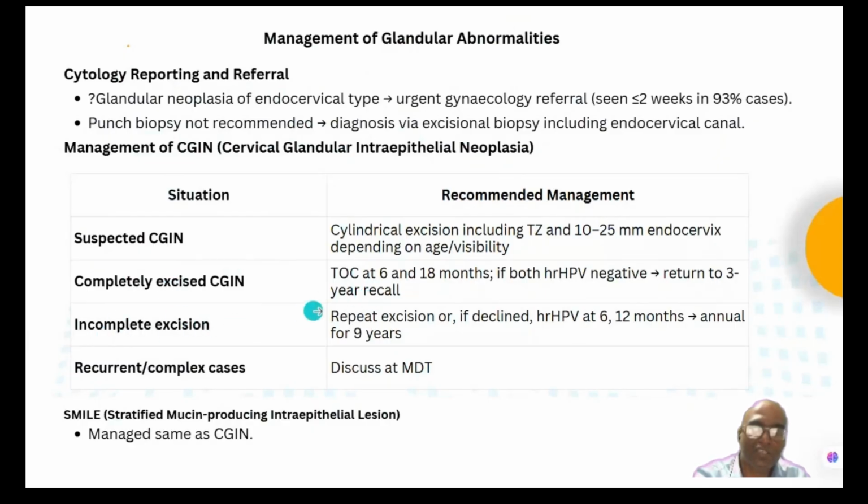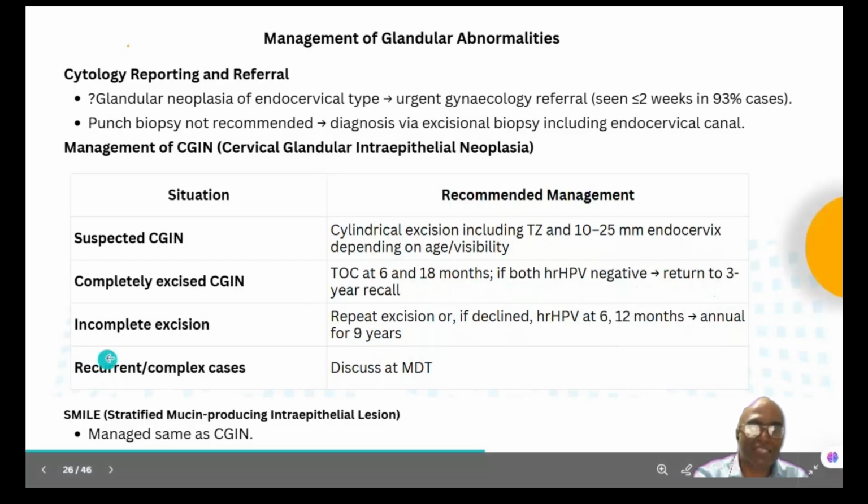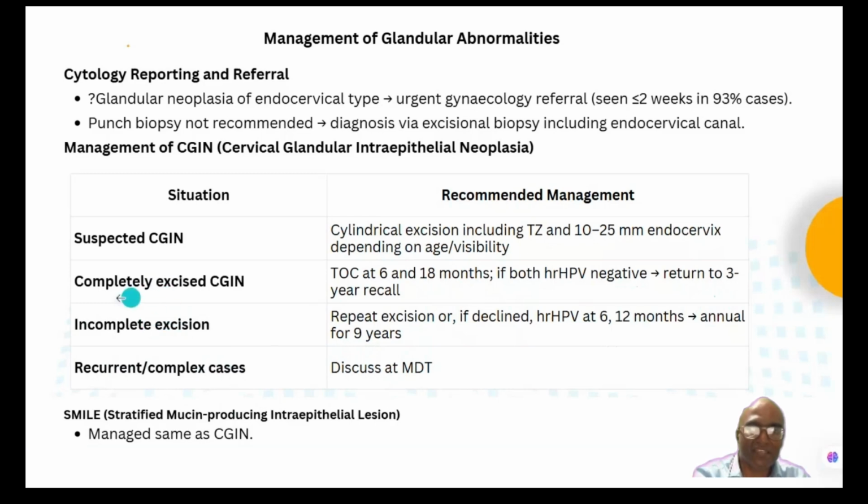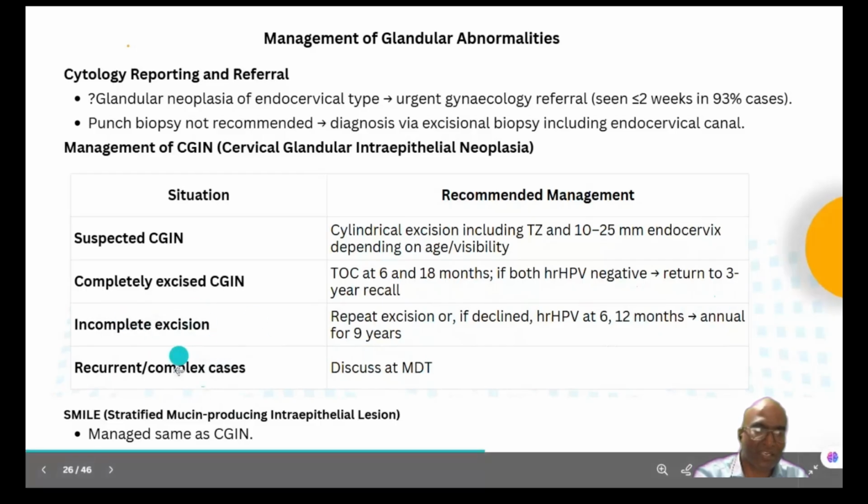If there is incomplete excision, repeat excision, or if she declines, HRHPV at 6 months, 12 months, and annual for 9 years. And if there are recurrent or complex cases, they need discussion in the MDT. This difference we have already seen: complete excision of CGIN and incomplete excision. So I will not go into the detail again. Then if you have got a report of the biopsy as SMILE, that is stratified mucin producing intraepithelial lesion, this is managed the same as CGIN, which we have already seen.